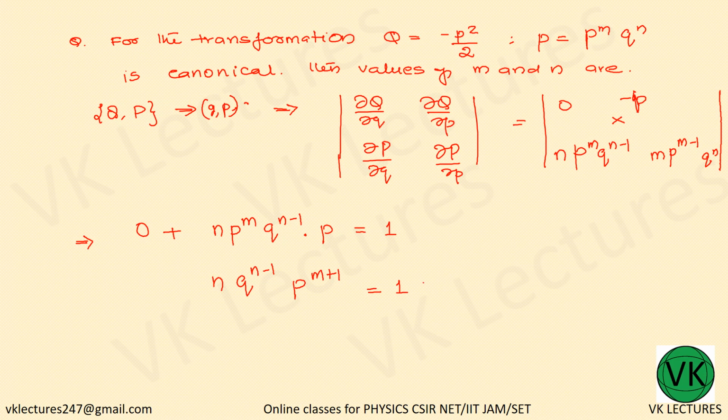So this 1 can be written as P to the power 0, Q to the power 0. So n minus 1 equal to 0 and m plus 1 equal to 0. This together has to be equal to 0, which implies n equal to 1 and m equal to minus 1. So for n equal to 1 and m equal to minus 1, the transformation is canonical.